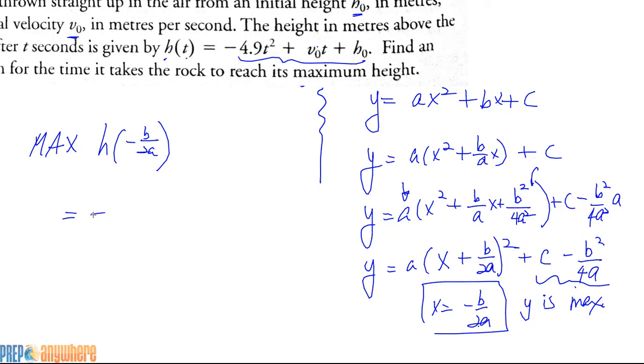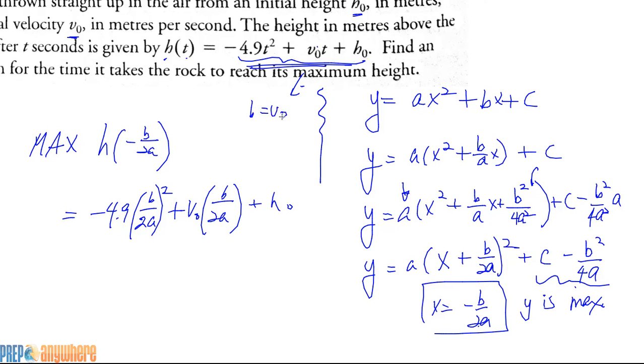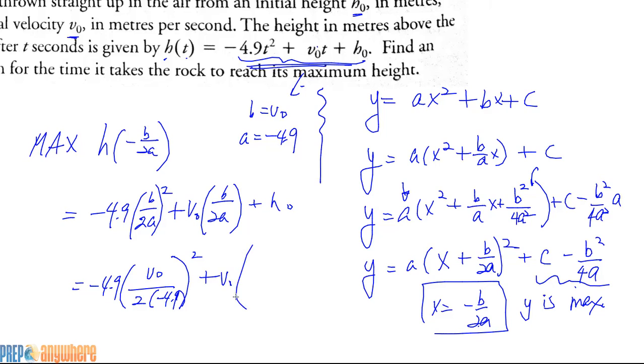So let's plug that in. 4.9 times b over 2a, times v0, plus h0. Now b, in this form, is equal to v0. A is equal to minus 4.9. Okay, so let's replace that. B is v0, a is minus 4.9. So v0, v0, over 2 times minus 4.9, plus h0.